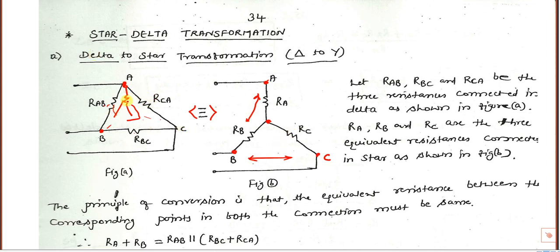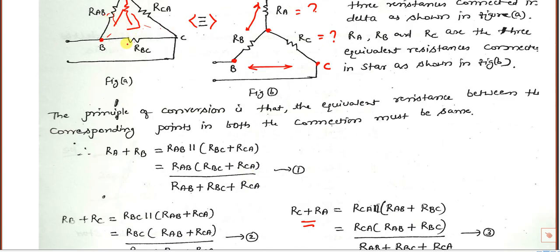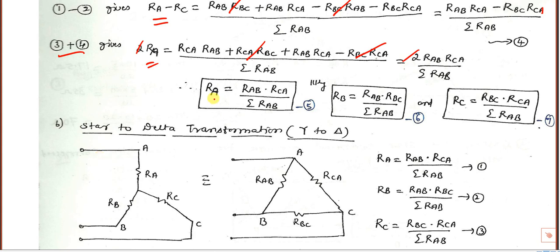So given delta values RAB, RCA, RBC, we obtained the expressions for the equivalent star connection. Delta to star, star equivalent. What is RA? You have to write. What is RB? You have to write. What is RC? You have to write. So that we got in terms of delta components. Now you have to write the star to delta transformation. If they ask only delta to star, you can stop here only. If they ask star to delta, then you can start from here.